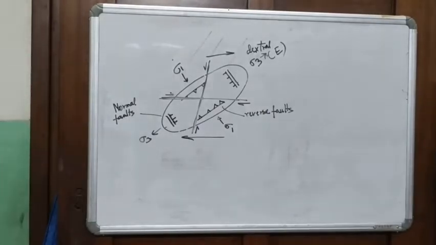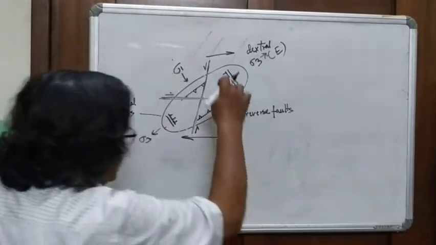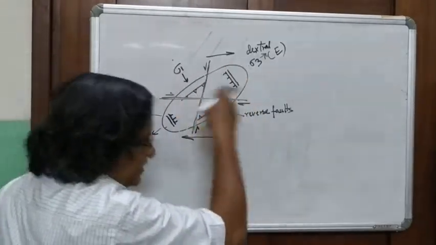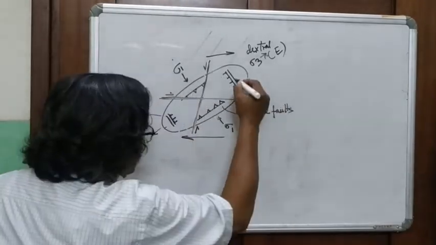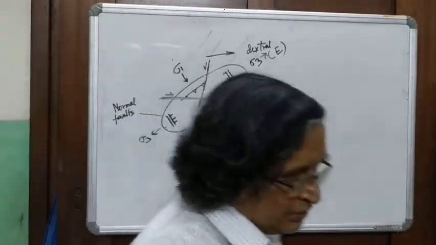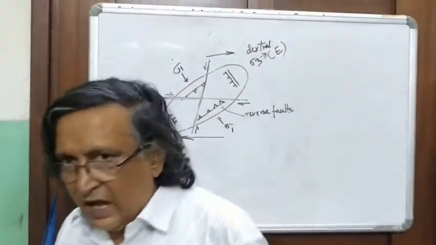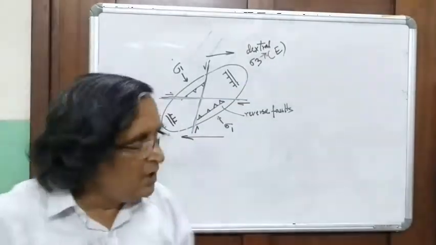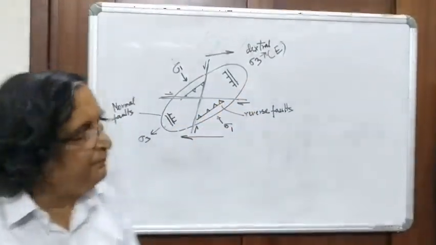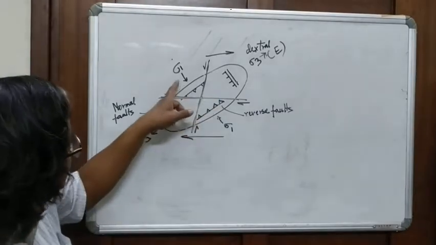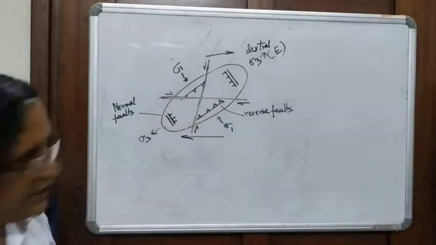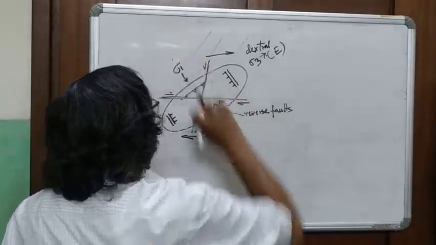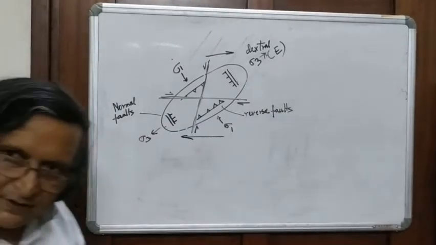Regarding fault planes, what you see here is the normal orientation of the normal fault. I have drawn it, but that does not mean it occurs here, it can occur anywhere. So normal faults are normally perpendicular to the stretching direction, perpendicular to sigma 3. And sigma 1 is the shortening direction; since normal faults are perpendicular to sigma 3, they are parallel to sigma 1. Have you understood?